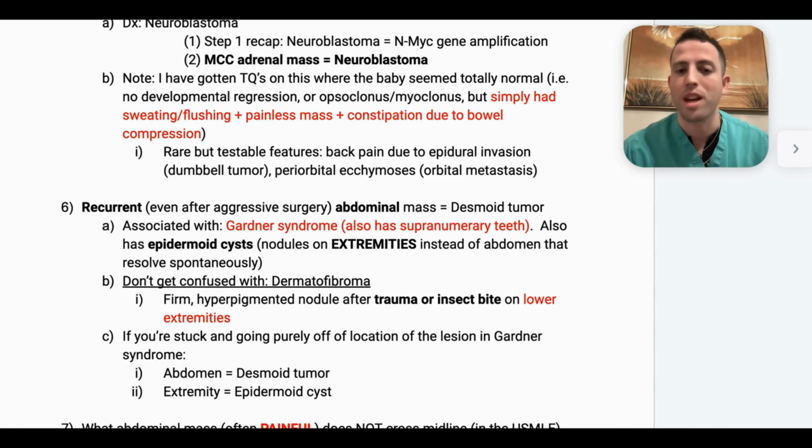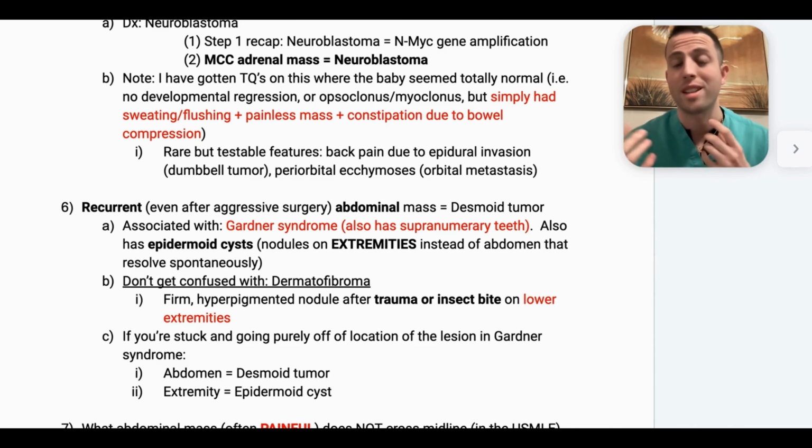So they might say that the patient has supernumerary teeth, which would be Gardner syndrome. Gardner syndrome has the supernumerary teeth plus the desmoid tumors. Those are huge clues for Gardner syndrome. They also can have epidermoid cysts, which are nodules on the extremities instead of the abdomen. And so epidermoid cysts are seen with Gardner syndrome as well.